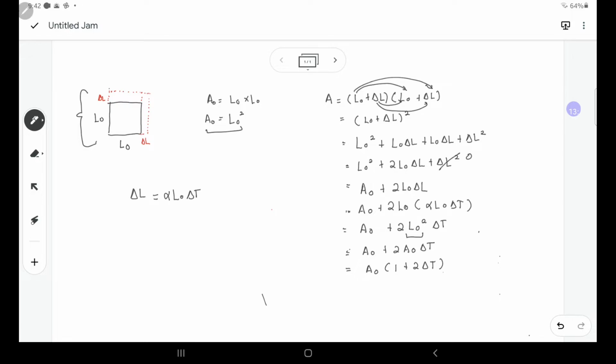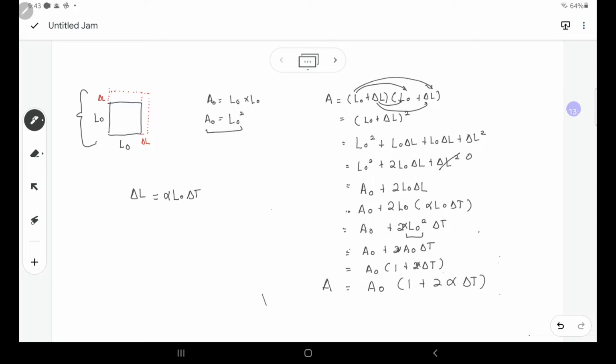So where's my alpha? I'm missing my alpha. So this one alpha. Alright, so you get 1 plus 2 alpha delta T. So that's right. Okay, so you can calculate the new area of an object by using this equation: A is equal to A naught times 1 plus 2 alpha delta T.